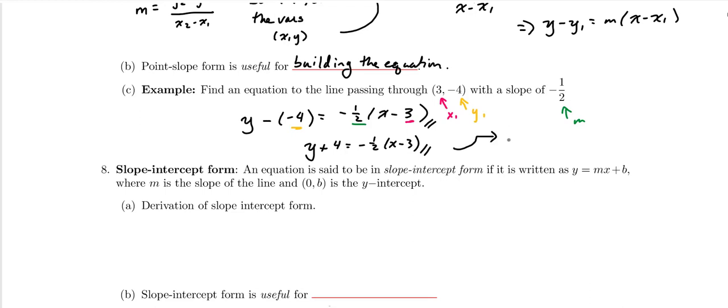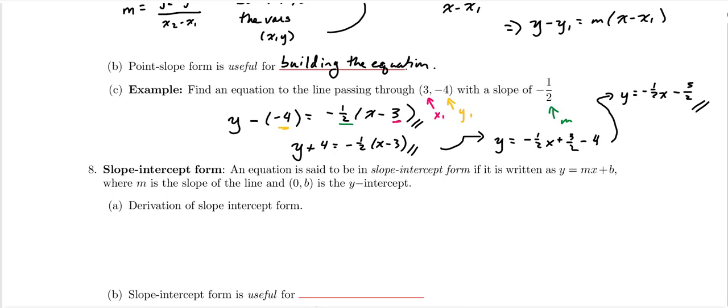If I put it into slope-intercept form, we'd have y is equal to minus 1/2 x plus 3/2 minus 4. There we'll have to add some fractions, but we get y is equal to minus 1/2 x, and 3/2 minus 4 would be 3/2 minus 8/2, or negative 5/2. And here I've put it into a form that some students are more familiar with, the y equals mx plus b form, which we'll talk about next.